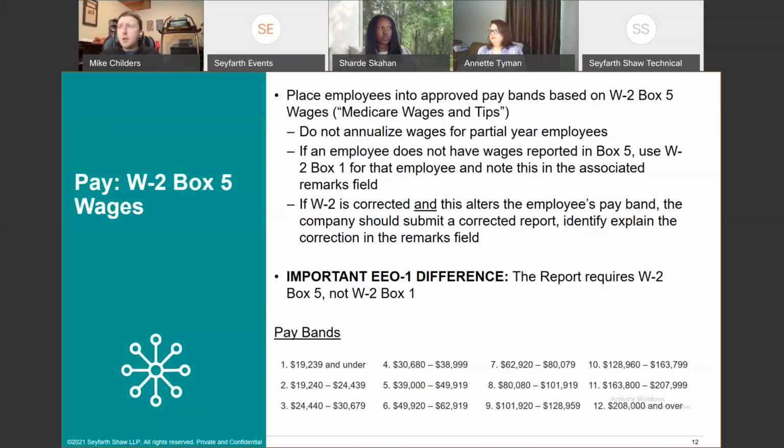And you'll see here at the bottom, we've provided the pay bands that you're going to be slotting people into based on those Box 5 wages. These pay bands are exactly the same as the ones that were used with component 2. They're set by the Bureau of Labor Statistics, so they're kind of well known to all of us who were part of the component 2 filing saga. And so next, we're going to take a look at the hours component.